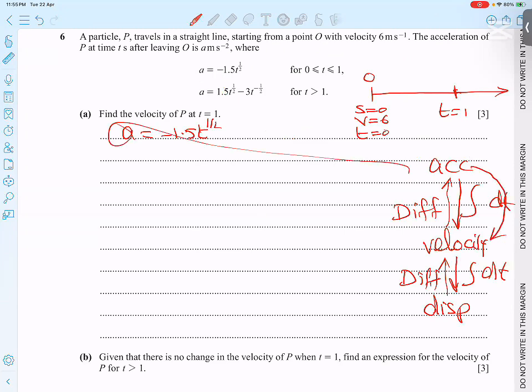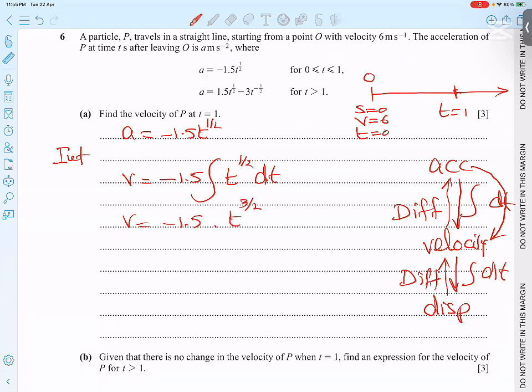So let's start integration. If I integrate both sides, I get velocity, and the negative 1.5 inside; outside, no problem. First I show the steps. Increase the power by 1. I mean this half plus 1 is 3 by 2, and divided by 3 by 2, plus c. 3 by 2 is basically 1.5, so they cancel each other. And I get v equal to negative t to the power 3 by 2 plus c.